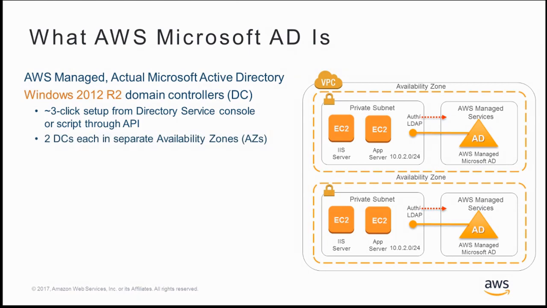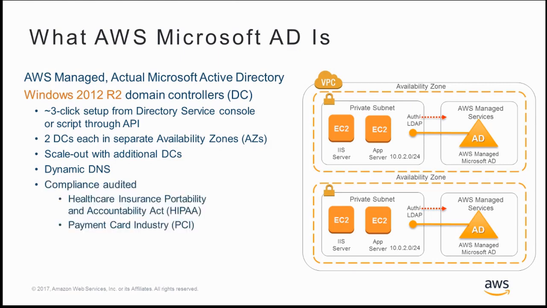When we start the directory, AWS creates 2 domain controllers, or DCs, that are in separate availability zones. You can scale this out to meet your performance requirements by adding additional domain controllers as needed. The service includes dynamic DNS so that when you join Windows EC2 instances or Linux instances or even on-premises computers to your directory, those are resolvable through DNS. And the directory has been compliance audited for HIPAA and for PCI.